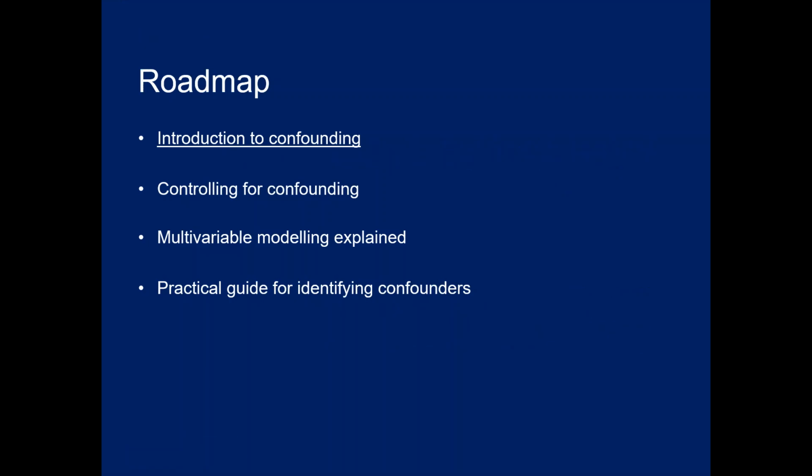So we're going to introduce the concept of confounding, explain what it is and what the criteria are. Then we're going to talk about how we control for confounding. And because multivariable modeling is one of the most common methods to control for confounding, we will dig into that in a little bit more detail and conclude with a practical idea as a guide for identifying confounders.